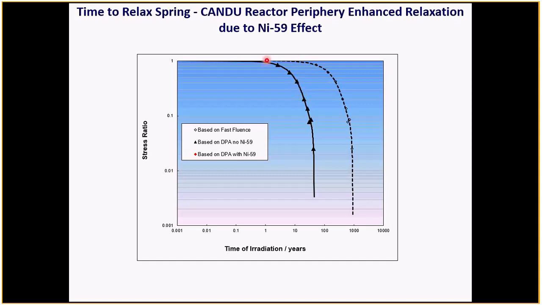Well, not quite, because including the thermal neutron effect put that relaxation down to about 30 years. But we were up here, and the thing was completely relaxed. It basically wasn't sufficient. There wasn't sufficient damage to account for the amount of relaxation that we observed.